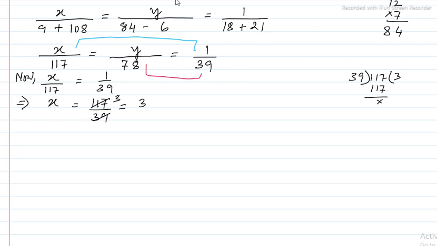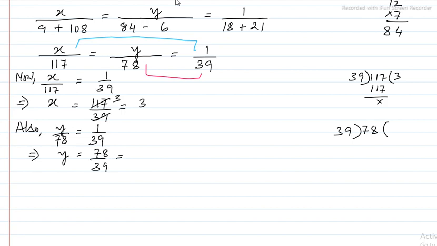Now after this we are going to make use of this ratio and this ratio. So from above, y upon 78 is equal to 1 upon 39. So this implies that the value of y is 78 upon 39, which is equal to 2. So the value of y is 2. So hence we get both values. So x is 3 and the value of y is 2.